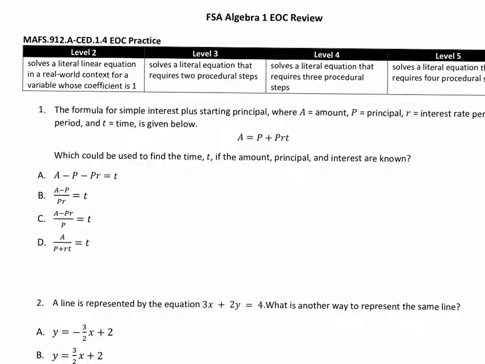Okay, welcome to the fourth standard we are reviewing. Remember, they're always listed at the top. Oops, my pen's not working. Let's close my pen out and see. There we go. So now, starting off with is literal equations.